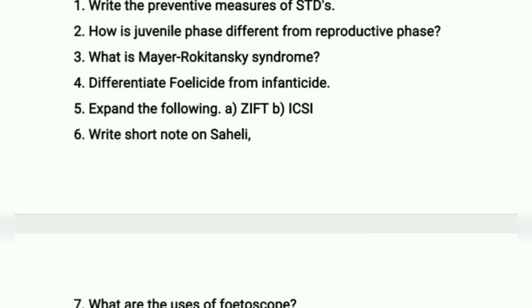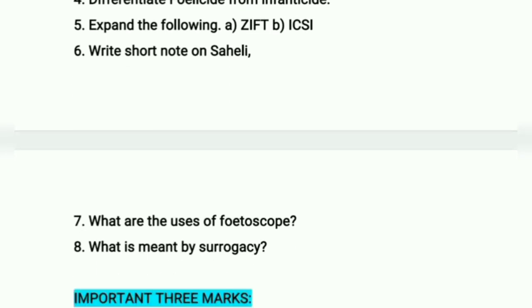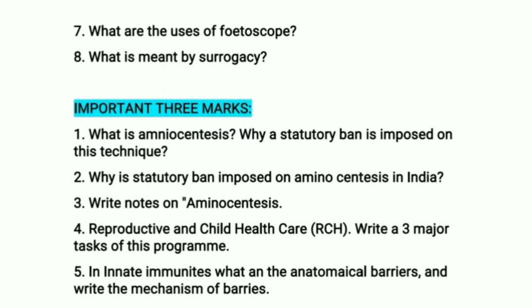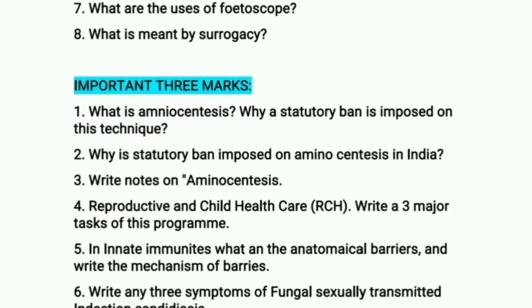Write a short note on Saheli. What are the uses of fetoscope? What is meant by surrogacy? Important 3 marks. What is amniocentesis?